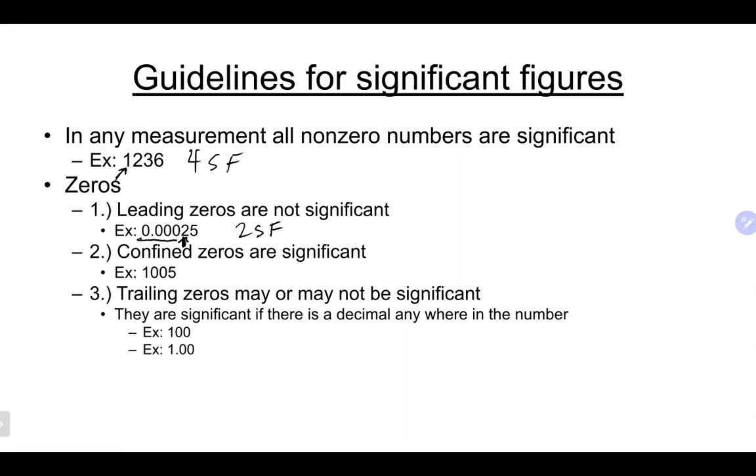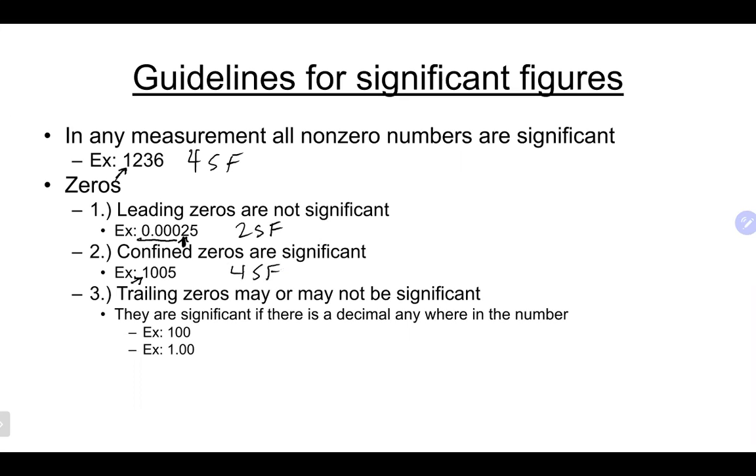The second type of zero is one where we have zeros that are trapped between 2 non-zero numbers, and those are always significant. Again, following left to right, starting at 1, which is our first non-zero, the 2 zeros are trapped, and the 5 at the end is significant. That would give us 4 significant figures here.